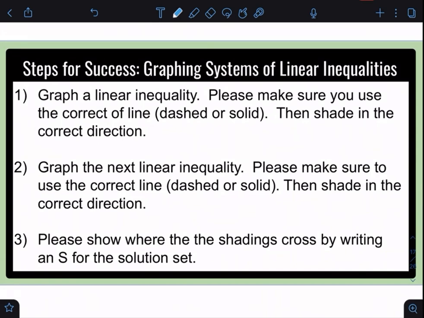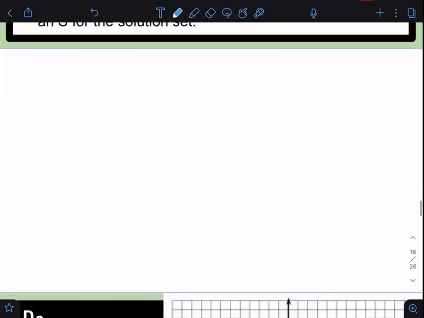Now, how are we going to graph systems of linear inequalities? We're first going to graph a linear inequality. Please make sure we use the correct line, dotted or solid, then shade in the correct direction. Then we are going to graph the next inequality, and then we're going to see where both the shaded sections overlap, and we're going to put a big S to represent the solution set.